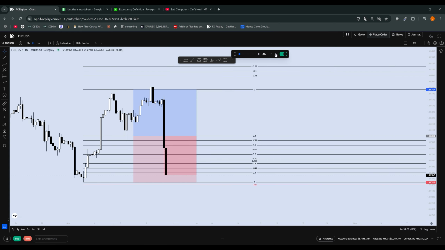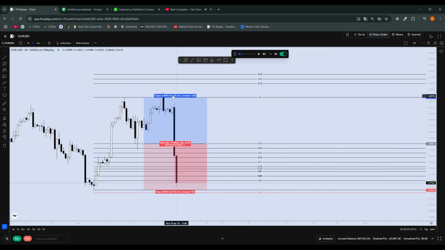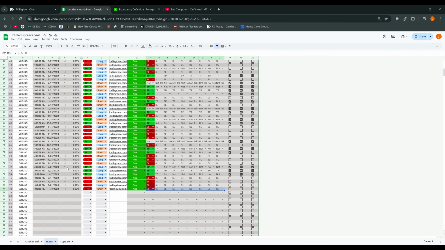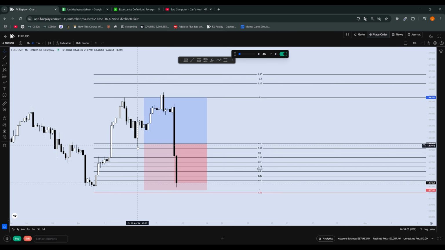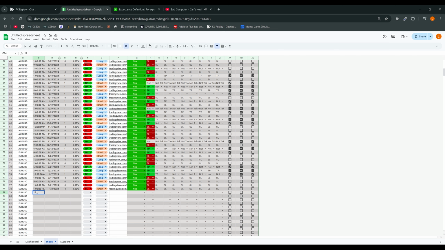So, we got tucked in on the 55 and it is a take profit. 1 p.m. on the 5th of April. We got tucked in on the take profit, 11 p.m. on the 5th of April. It is a take profit.